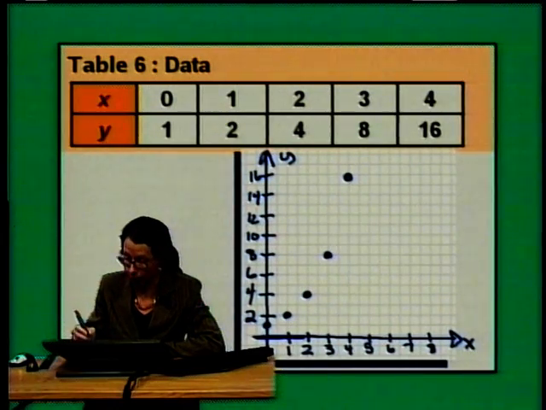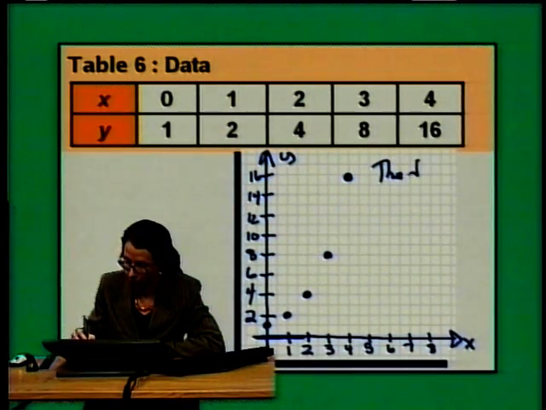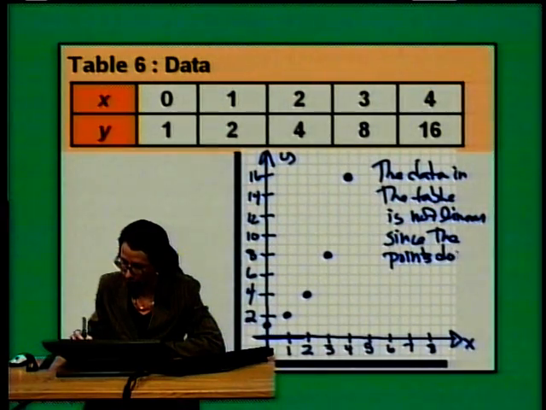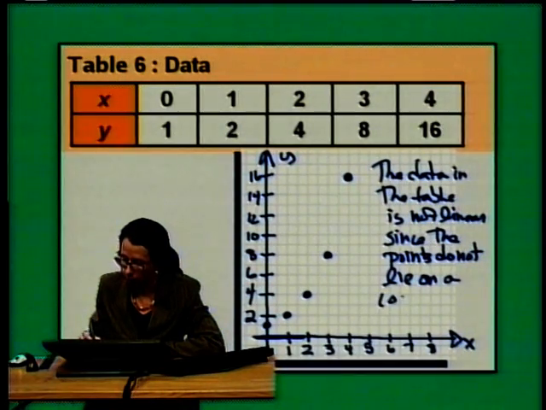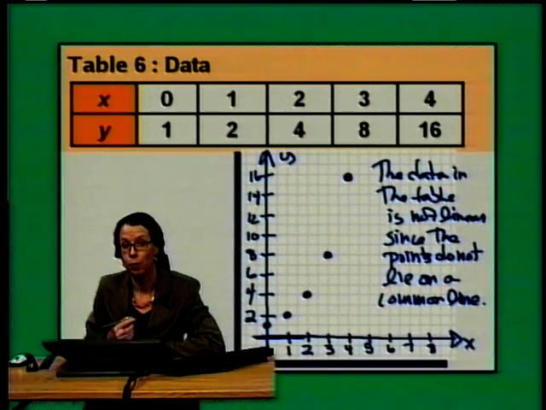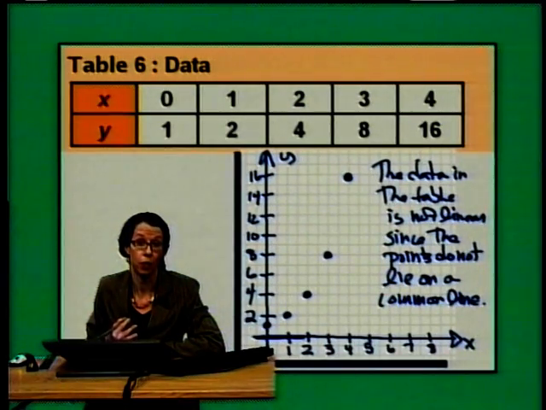Let me just state that conclusion. So the data in the table is not linear since the points do not lie on a common line. This conclusion is another way of saying that points do not have a common slope. Same idea, just a different way of looking at it.